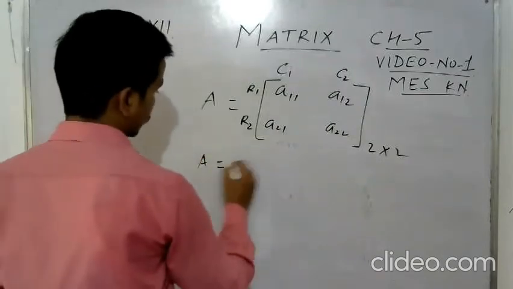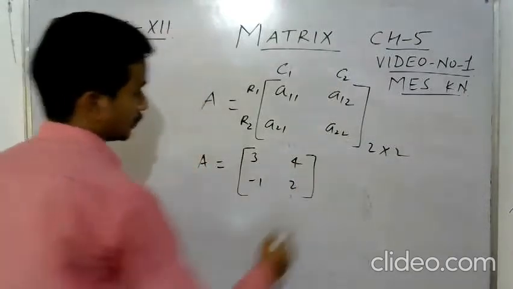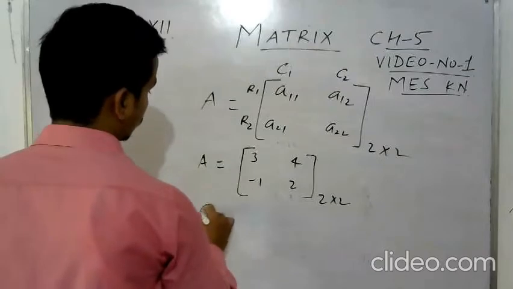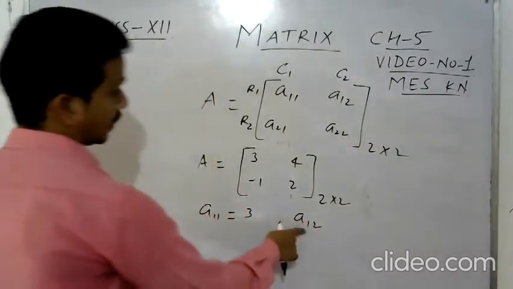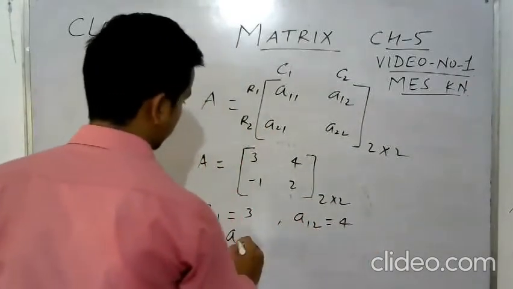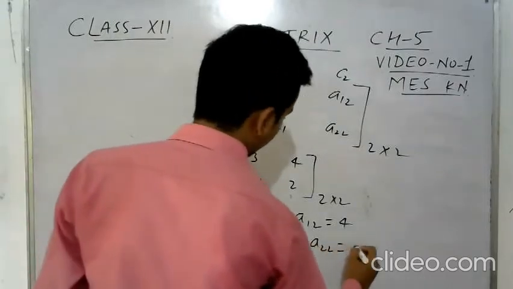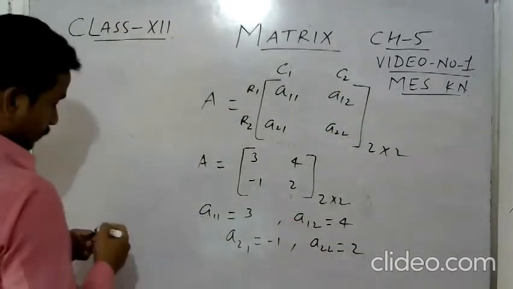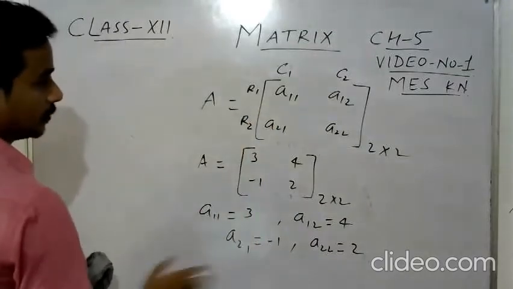Suppose we have a matrix A given as 3, 4, negative 1, 2. This is a matrix of order 2 by 2, and we have to find what is A11. A11 is 3. What is A12? A12 is the element of the first row and second column, which is 4. What is A21? A21 is equal to negative 1. And A22 is equal to 2. In this way you have to name each and every element of the matrix.